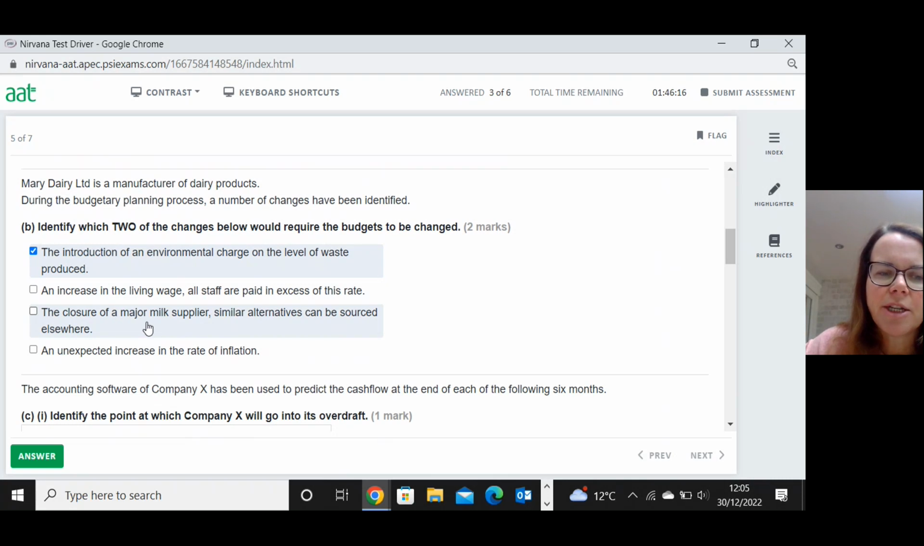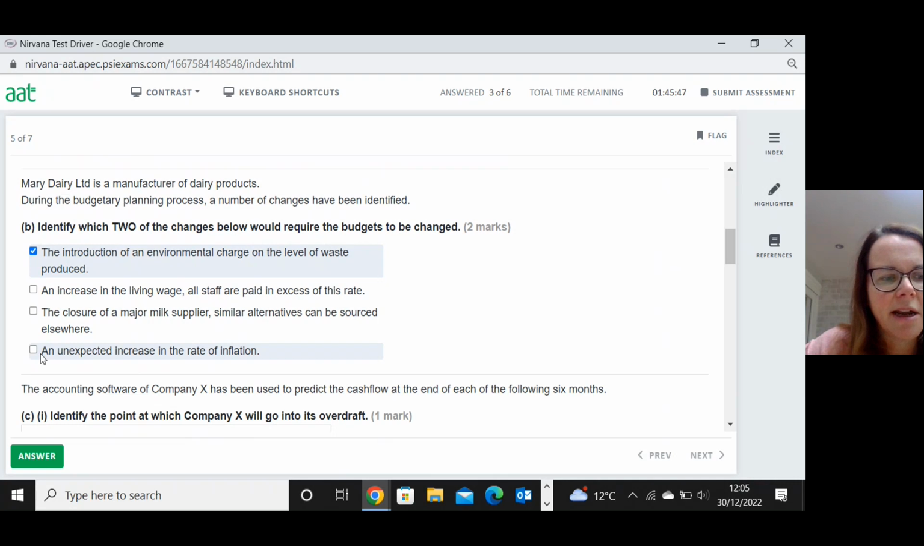The closure of a major milk supplier. Oh dear, so that could cause a difference to our purchasing price, which might have to alter our budget. But similar alternatives can be sourced elsewhere, which makes me think, well, we're just going from one supplier to another. It's not actually going to change the amount that we're going to be paying. So no.